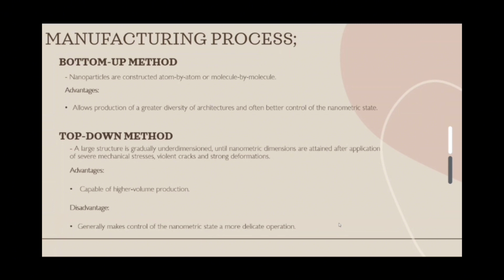In the top-down method, a large structure is gradually under-dimensioned. Nanometric dimensions are attained after application of severe mechanical stresses, violent cracks, and strong deformations. It involves the particle size reduction to nanosize. However, this process is only used for hard, brittle materials. It may also not break down to the required particle size. Its advantage is that it is capable of higher volume production, while its disadvantage is that it makes control of the nanometric state a more delicate operation.